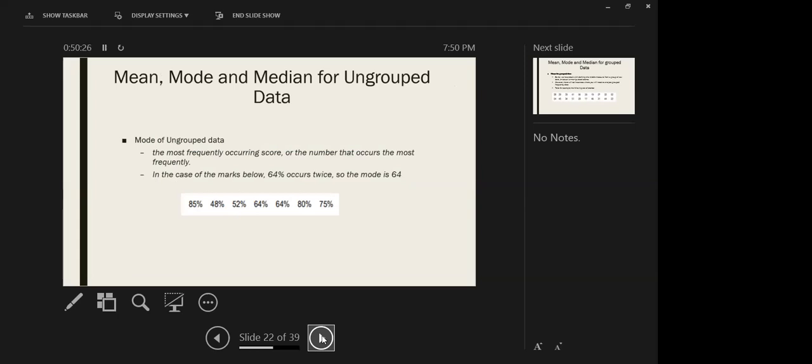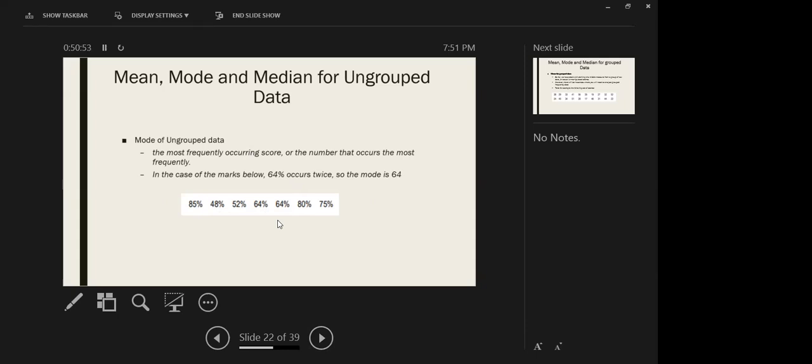Then the last one that we're going to look at because of our time is what is the mode for ungrouped data. This is very easy because the mode for ungrouped data is the most frequently occurring score, or the number that is repeated the most number of times. Like in this case, these are the scores of that test. We come to find out that 64 is the mode because that's the number that is repeated the most times, right?